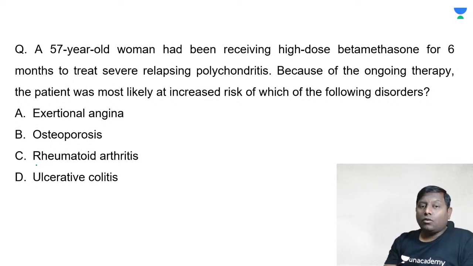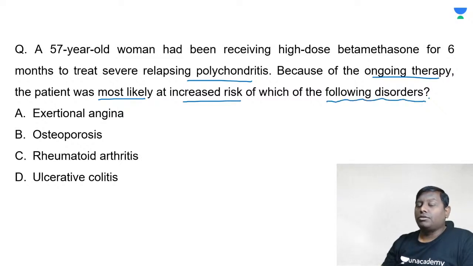A 57-year-old woman had been receiving a high dose of betamethasone for 6 months to treat severe relapsing polychondritis. Because of the ongoing therapy, the patient was most likely at increased risk of which of the following disorders? Exertional angina, osteoporosis, rheumatoid arthritis, ulcerative colitis.